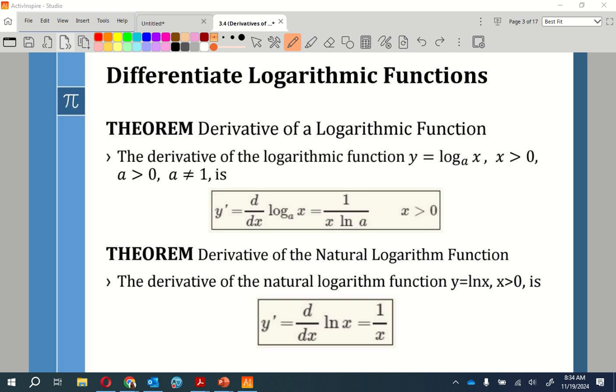Right here, we have two formulas for log and ln for the derivatives. If you look right here, the derivative of log base a of x is 1 over x ln a. For the derivative of ln, it's just 1 over x. And I'm going to show you why that still works. So it's going to work for both of them.